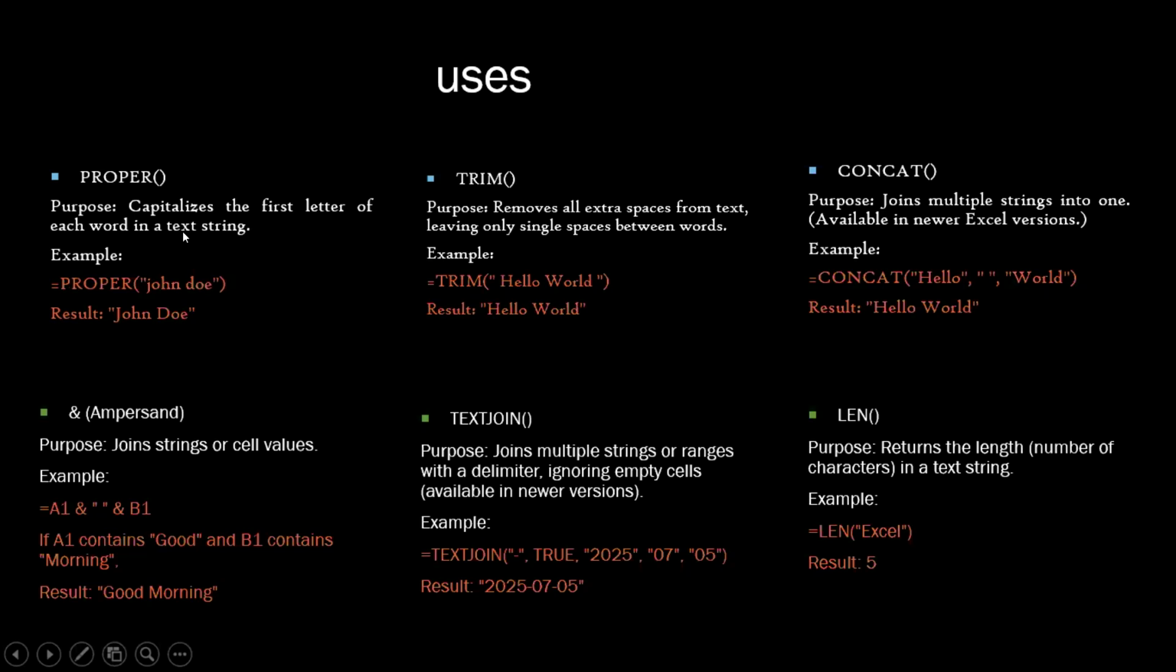Then PROPER, just like where you have UPPER. UPPER helps you to turn all your text into capital letters, while LOWER helps you to turn all your text into lower case. Then PROPER helps you to only capitalize the first letters of the words in your sentence, right? Then TRIM helps you to remove all the unnecessary spaces. It helps you to trim it out and leave only the space in between.